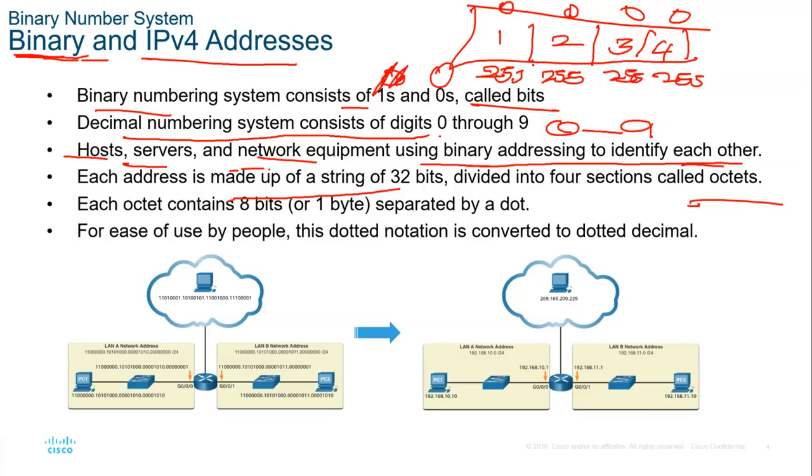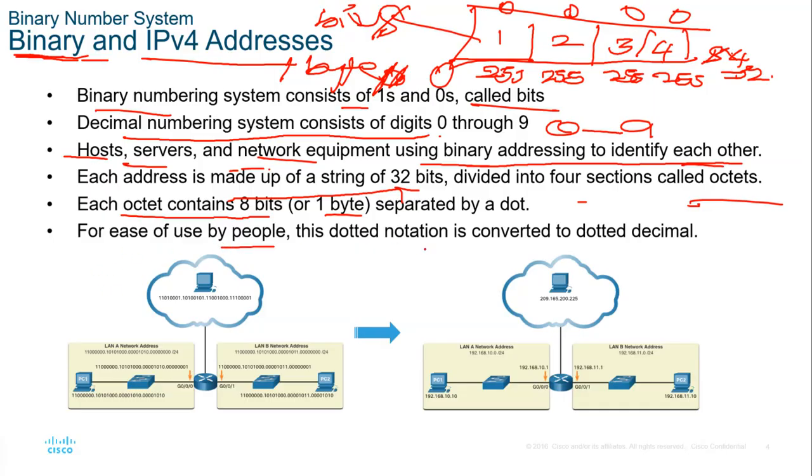Each section has to be equivalent to 8 bits. So 8 times 4 is a total of 32, which is this 32-bit stream divided into 4 sections that are called octets. Each octet consists of 8 bits, or 1 byte. So the 8 bits here are equivalent to just one byte.